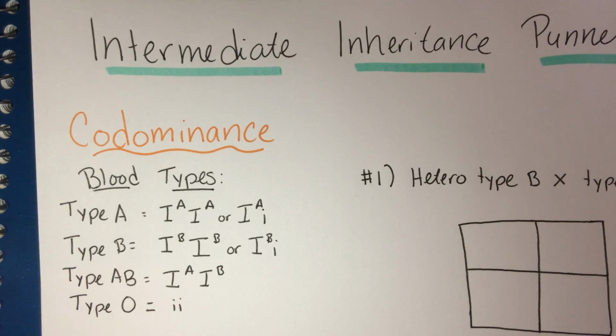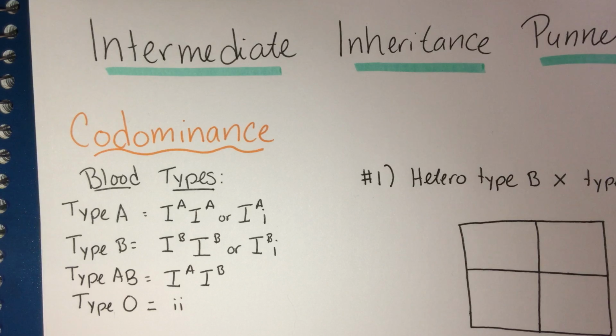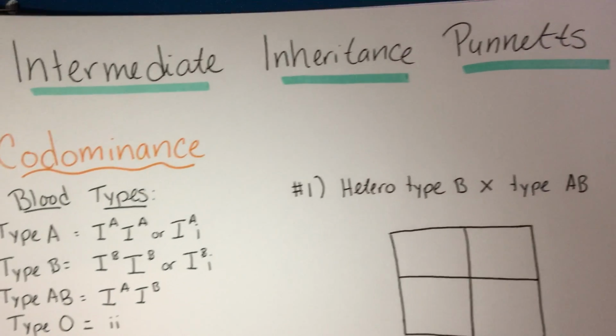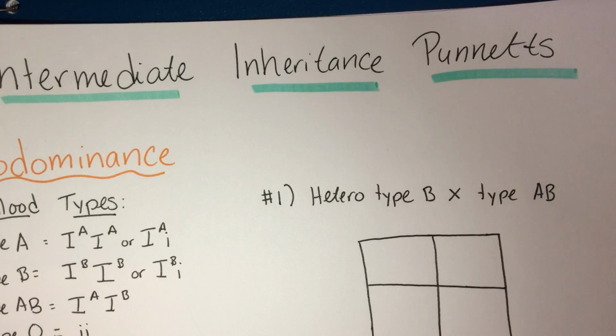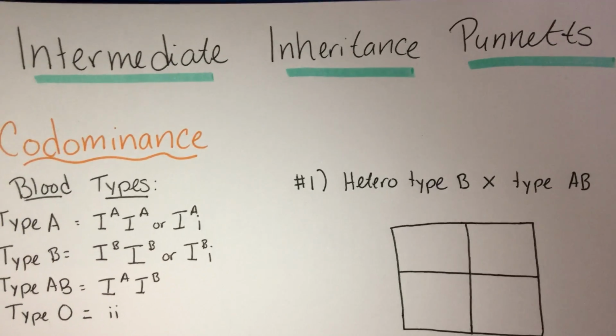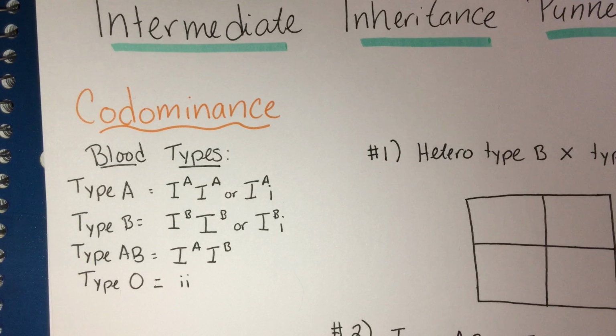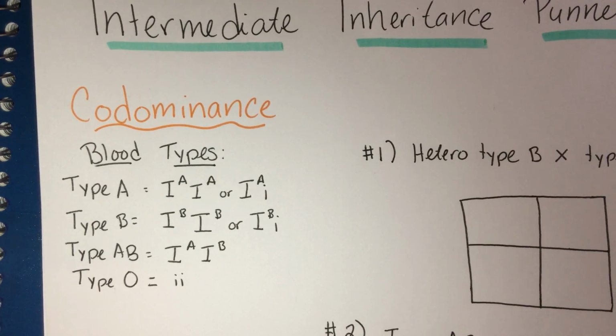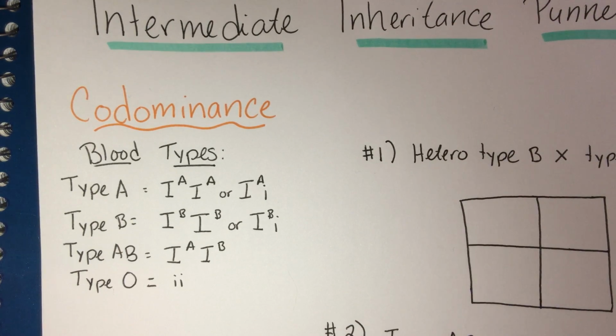All right, so hopefully you watched my video talking about intermediate inheritance. So now we're going to go over how to work intermediate inheritance Punnett squares. I'm going to go over two types: codominance and incomplete dominance. That way you know how to work these Punnett squares for your assignment. So let's go ahead and start with codominance.